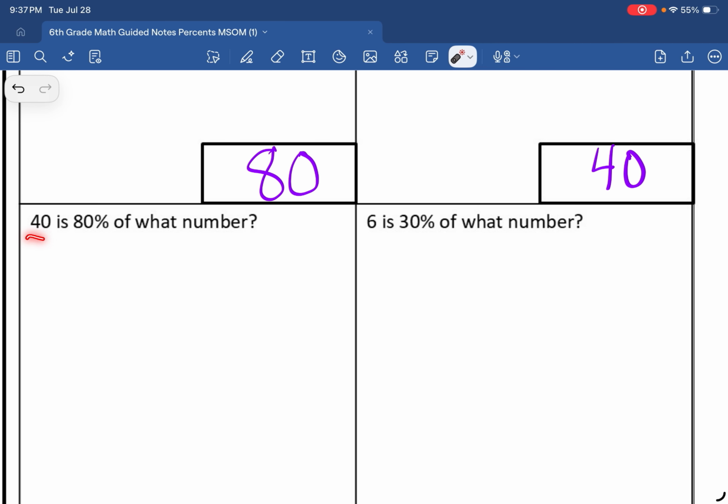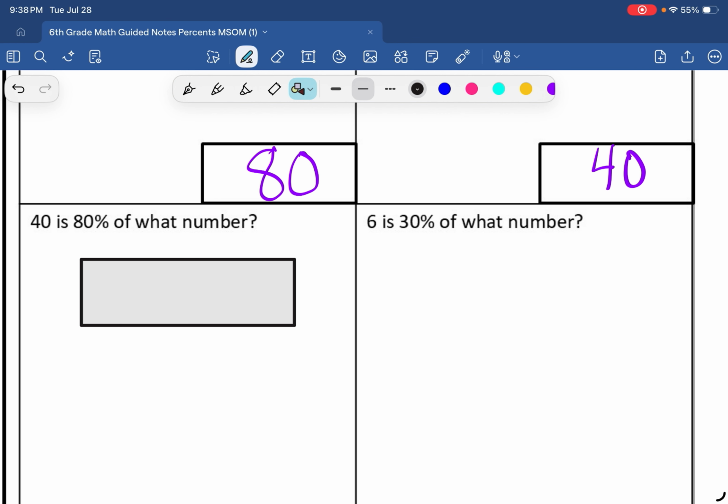40 is 80% of what number? So to model 80%, again, I am going to break it up into fifths. If each one of these is 20%, then I know I will need 4 sections, 20, 40, 60, 80. I can also divide it up into tenths and use 8 sections. That will work as well. So let's mark 80%. That's going to be 4 of these sections because each is 20.